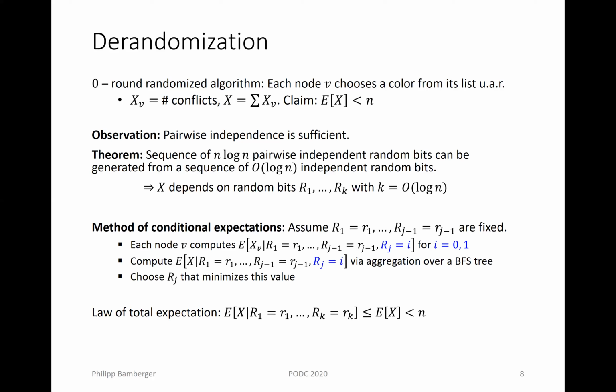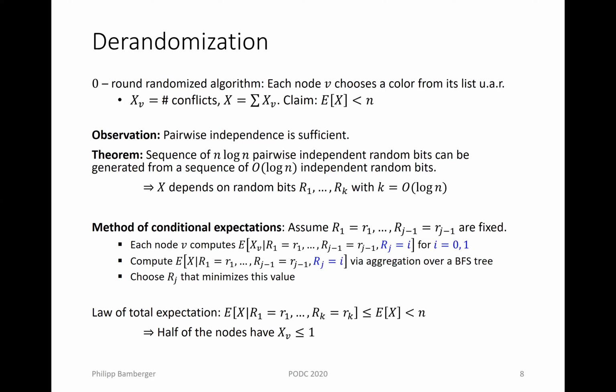By the law of total expectation, it follows that when choosing the random bits, and therefore a color for each node, in this way, the sum of all conflicts is at most n, which means that at least half of the nodes have at most one neighbor with the same color. So at least a quarter of the nodes can keep their color permanently. Hence, after log n iterations of this process, all nodes are colored.